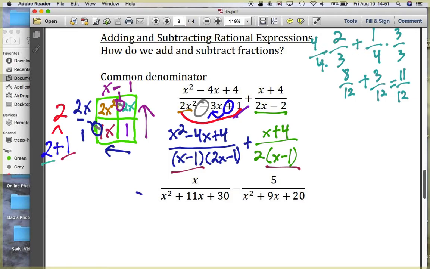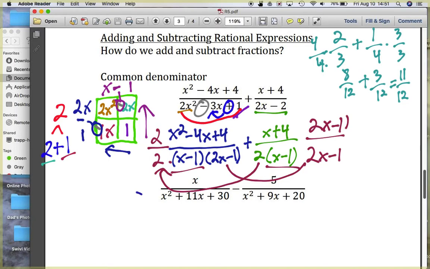But I do not have a 2 over here, right? So I need to multiply this by 2. But anything I multiply to the bottom, I have to multiply to the top. Same thing on this side. I don't have the 2x minus 1, so I can multiply that here. So I can multiply it on top. Your bottom never needs to be multiplied out. I'll say that again. Do not multiply the bottom out.